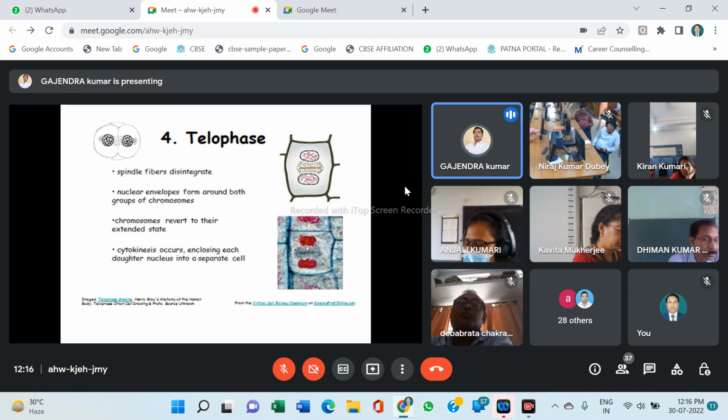reorganized. Means whatever in the prophase stage, nuclear membrane was disintegrating, now it will reappear. Reappearance of the nuclear membrane will be going on. Chromosomes revert to their extended state, and then cytokinesis occurs, enclosing each daughter nucleus in separate cell.